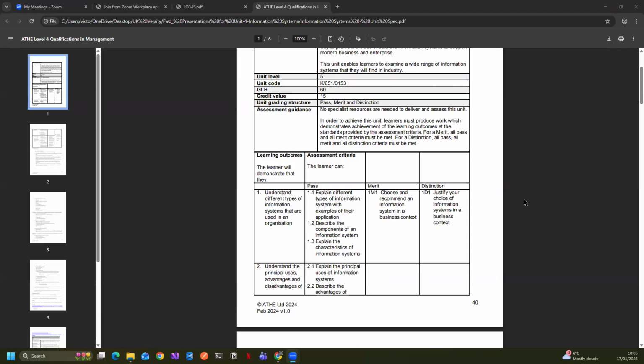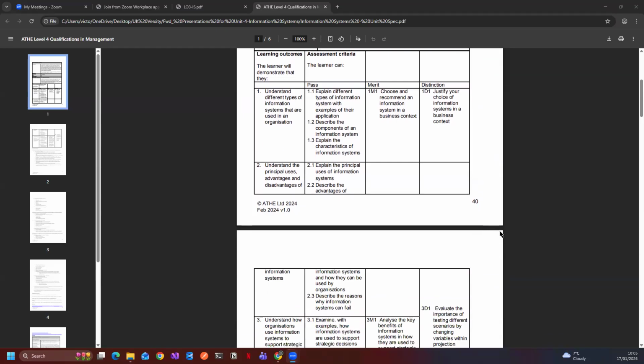Also, we analyzed the characteristics of these information systems, and we were able to cover some of the merit and distinction tasks where we were able to suggest which information system a company should implement and when it is more suitable for them. And then we were able to justify our decision based on our business context.